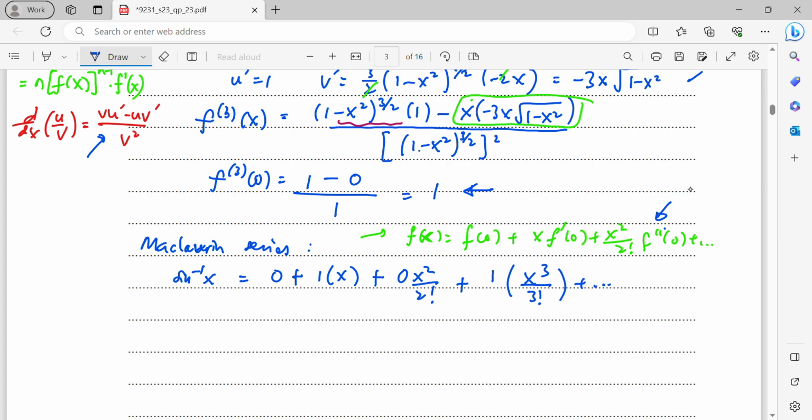Okay, so from here I will just simplify. The first term equals 0, the second term is x, the third term is 0, and then the last term will be x cubed over 3 factorial. You can leave your answer in 3 factorial, or you can simplify it to 6. So that's the Maclaurin series for inverse sine x.